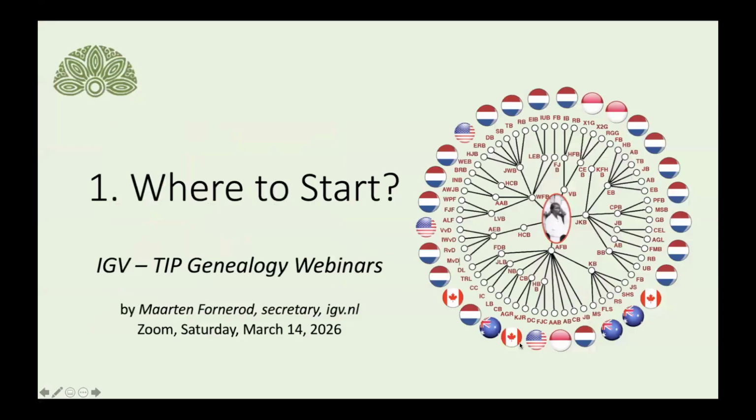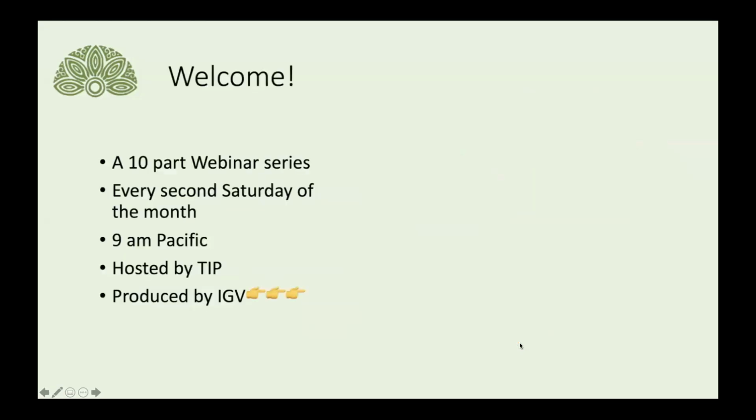It's the first of a series of 10 IGV Indo genealogy webinars every second Saturday of the month by Zoom at 9 a.m. Pacific time, whatever your local time is. It's a 10-part webinar series hosted by the Indo Project and produced by our society, the East Indisch Genealogical Society, or IGV, Indische Genealogische Vereniging in Dutch.